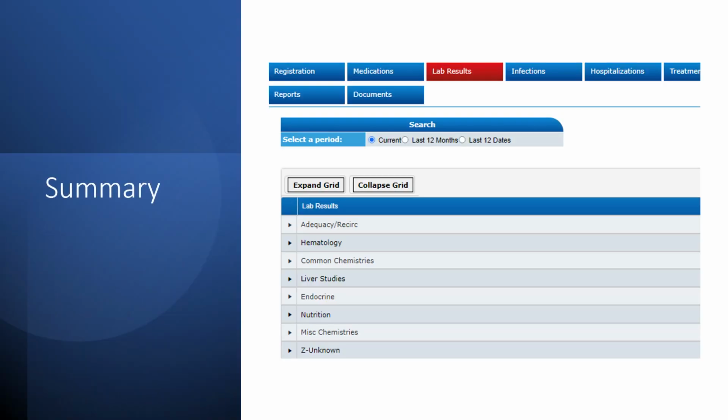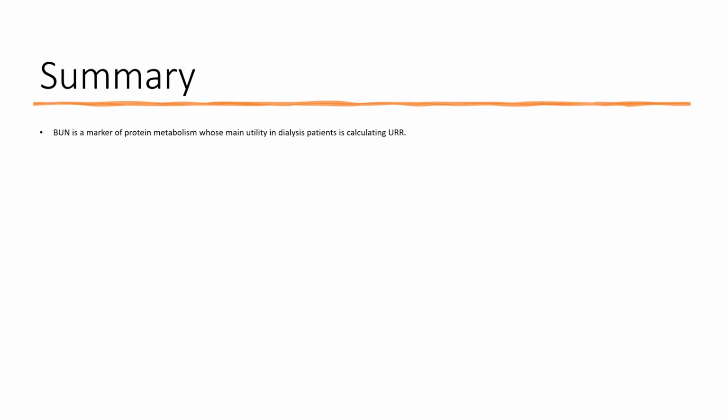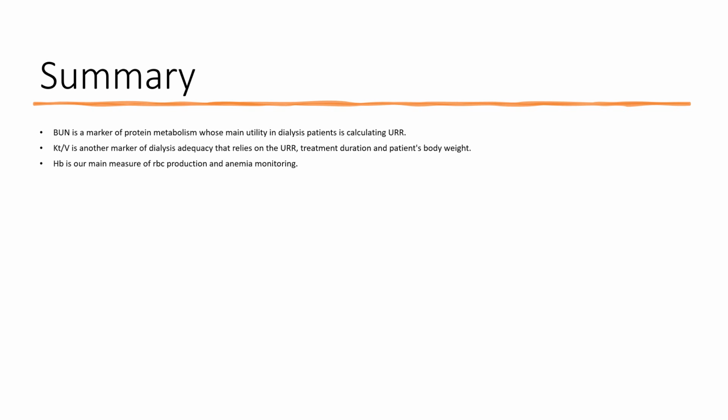Okay, time to summarize what we've learned. First, BUN is a marker of protein metabolism. The main significance is it allows us to calculate the urea reduction ratio. Kt/V is another marker, so dialysis adequacy relies on the urea reduction ratio, the treatment duration, and the patient's body weight.